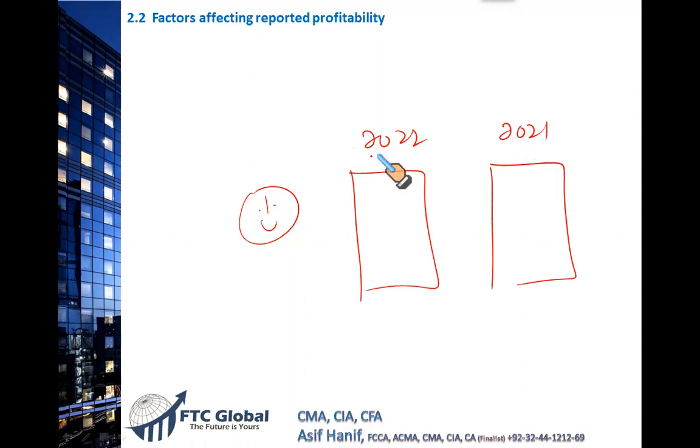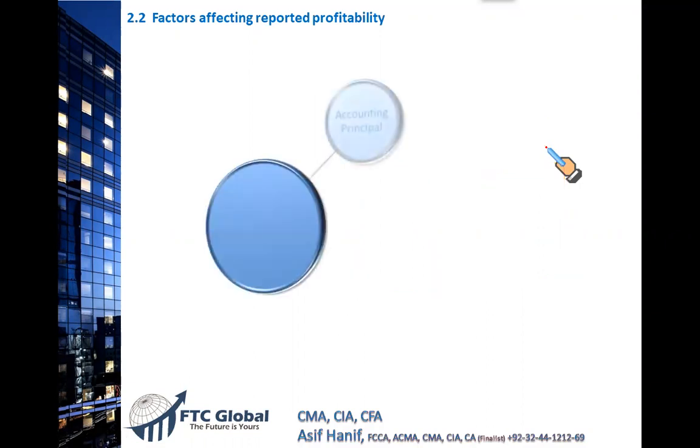Because 2021 and 2022, they are based upon the same foundation, same policies, same estimates. So things are much easier for me to compare. But this is not always the case. Things can be sometimes problematic. Like, what if there has been a change in accounting principle?